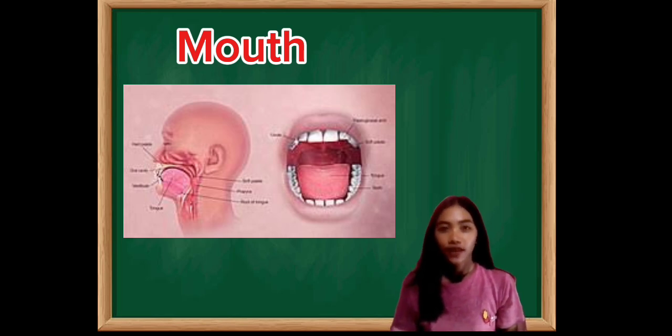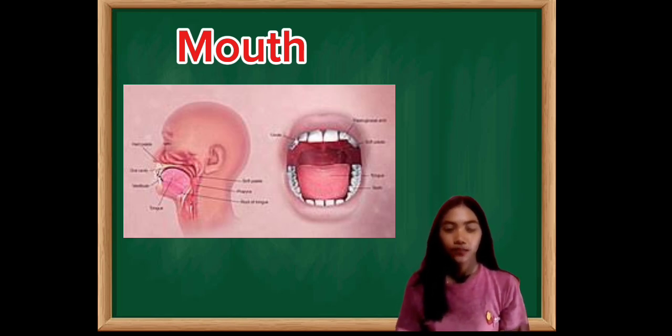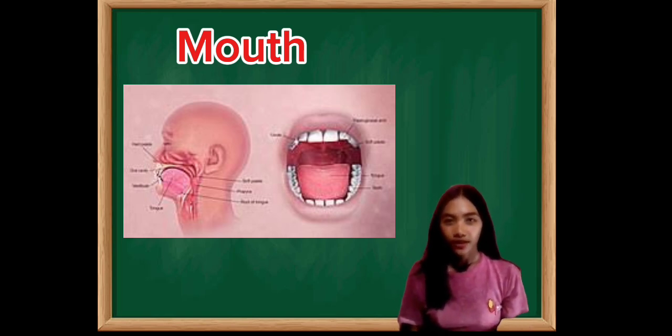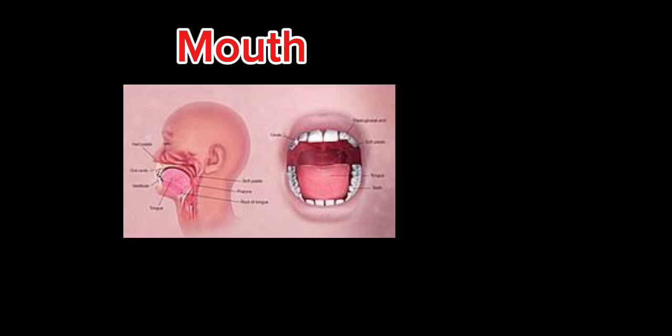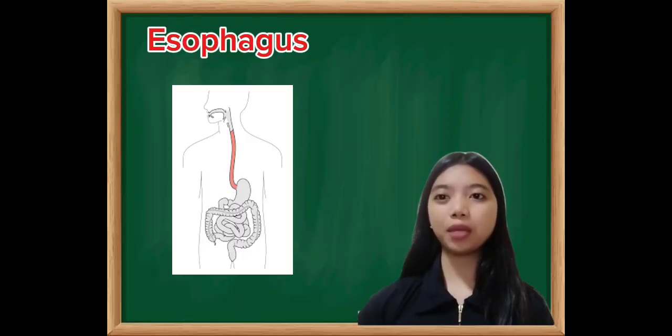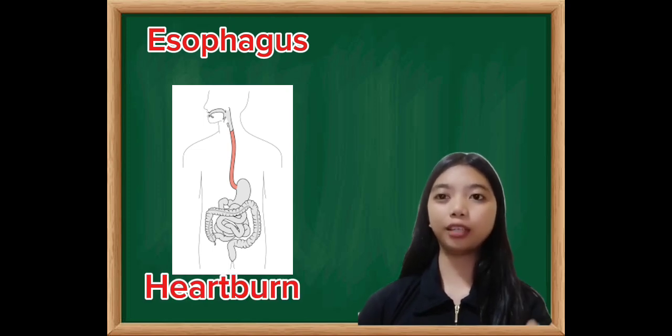The epiglottis is the flap-like structure at the back of the throat that closes over the trachea, preventing food from entering it. Esophagus. The esophagus is approximately 10 inches long. It has two functions: it secretes mucus, and it moves food from the throat to the stomach using muscle movements called peristalsis. If acid from the stomach gets in here, that's heartburn.